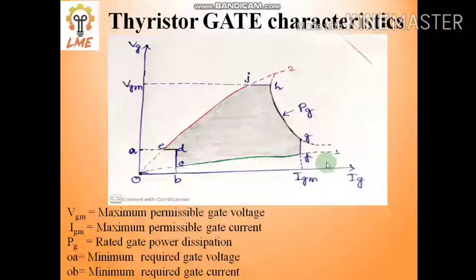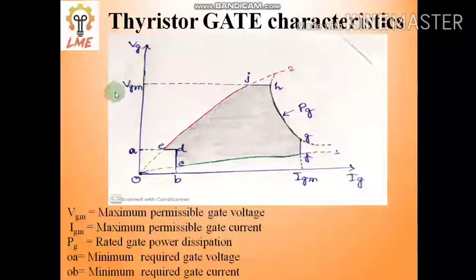Every SCR has a minimum required gate voltage and a minimum required gate current. Here, OA is the minimum required gate voltage. For triggering on through the gate signal, we have to maintain a minimum voltage, which is OA. In the case of current, we have to maintain a minimum current of OB. This much current and voltage are required when triggering on the SCR through the gate signal.